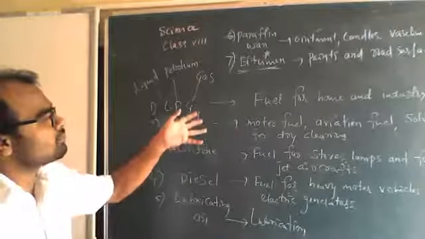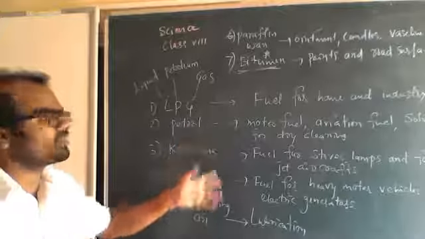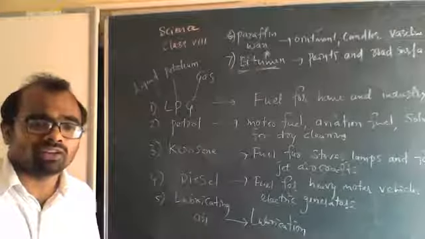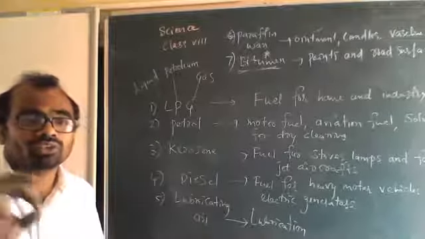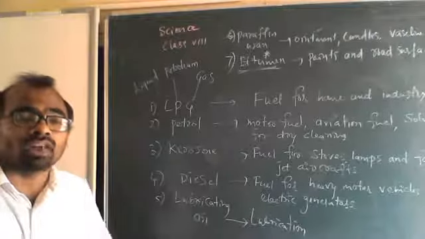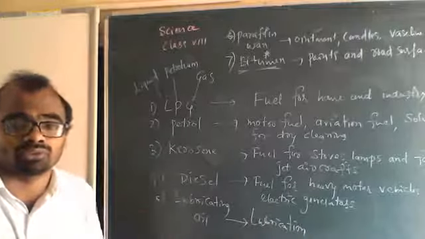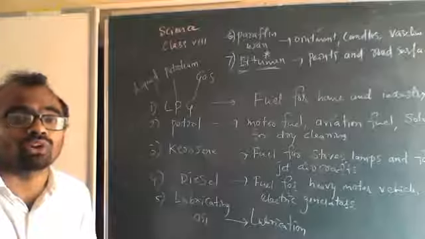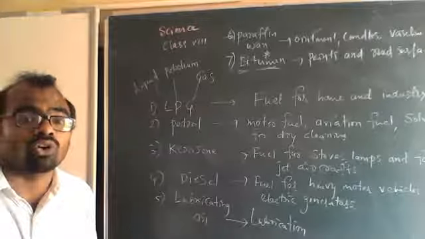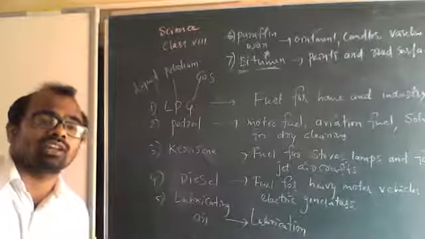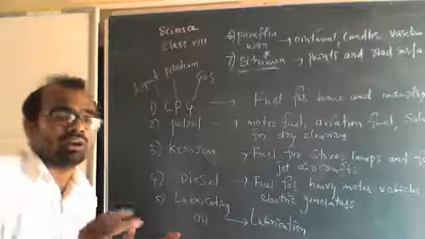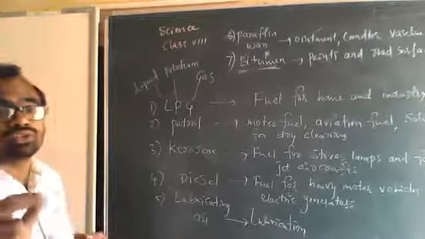So it is used as a motor fuel, aviation fuel, solvent for dry cleaning. Bike, scooty, so uses petrol as a fuel. So what is there inside a bike or scooty? Petrol is there, remember. They use it as aviation fuel, and in rockets also they use it as aviation fuel. Solvent for dry cleaning means they use petrol when doing dry cleaning.